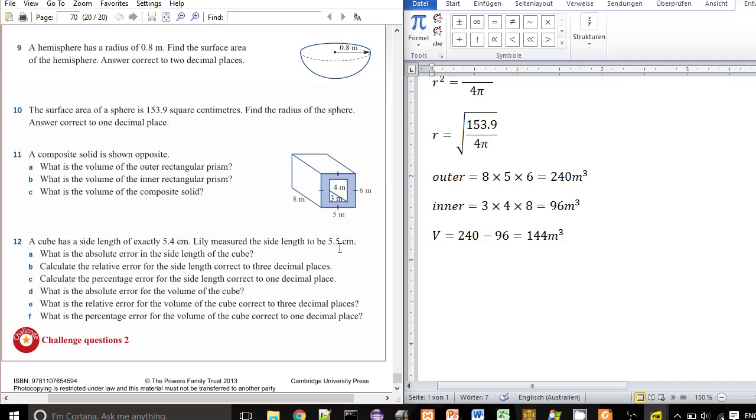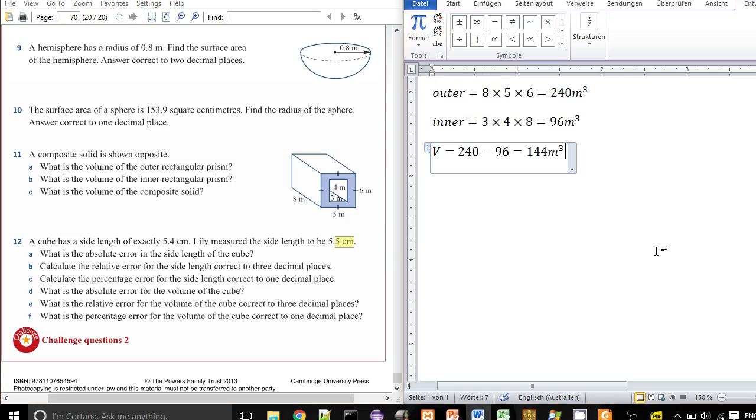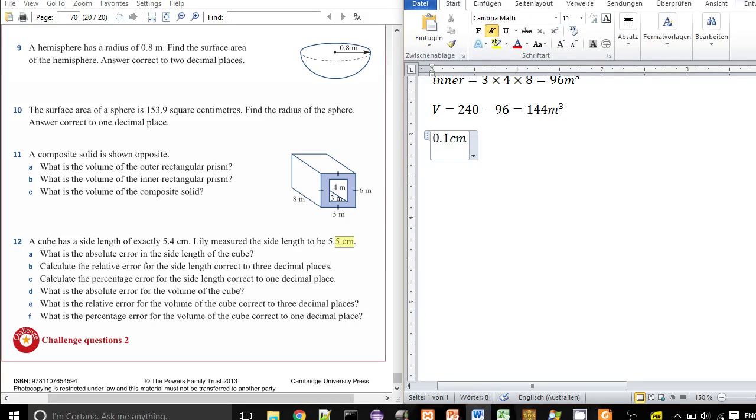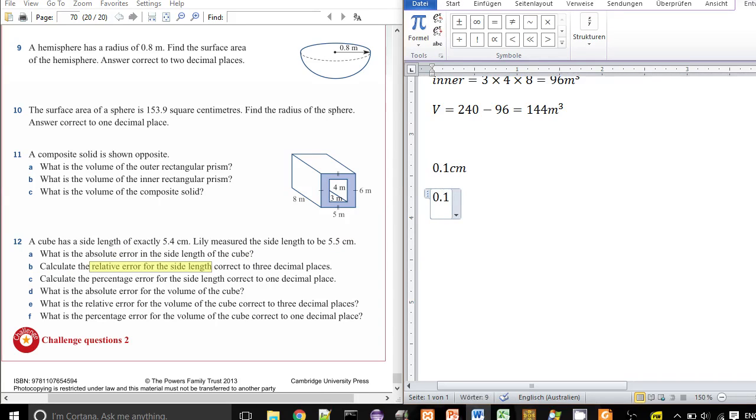Okay, last one. So she measured it as that. So the absolute error is just how much off. She was off by, in this case, 0.1 centimeters. So 1 millimeter. That's how far off she was. The relative error, percentage error. Okay, I know what percentage error is. I don't know what they mean by relative error, to be honest. I don't know what they're talking about. But percentage error, I would do 0.1 over 5.4, compare it, and then times that by 100.